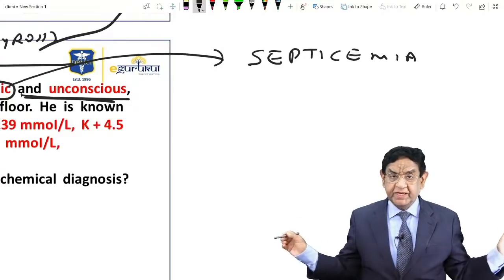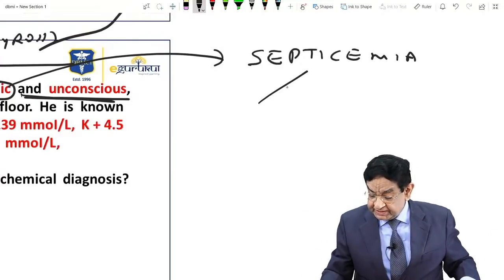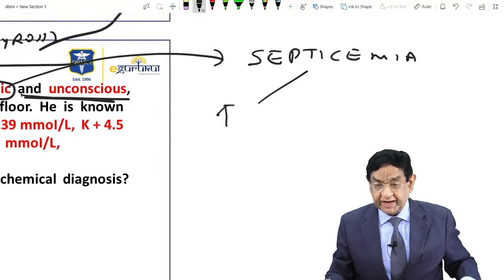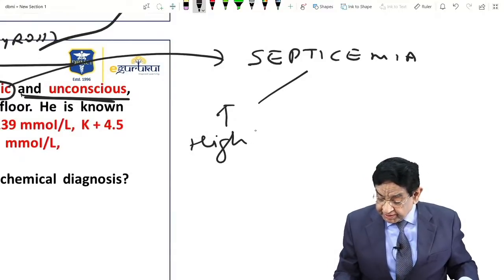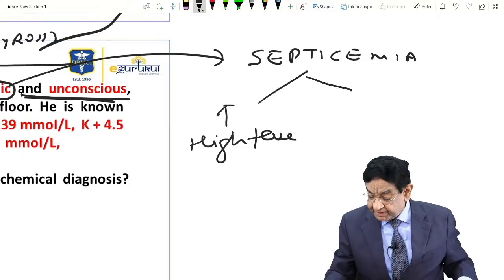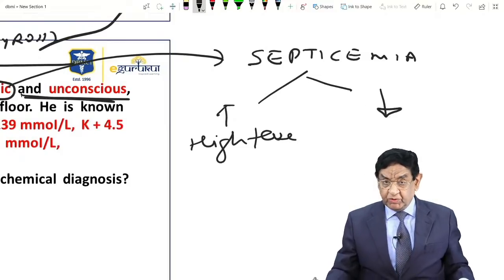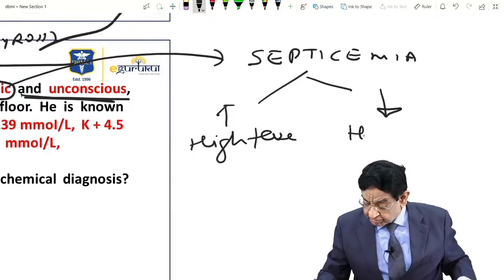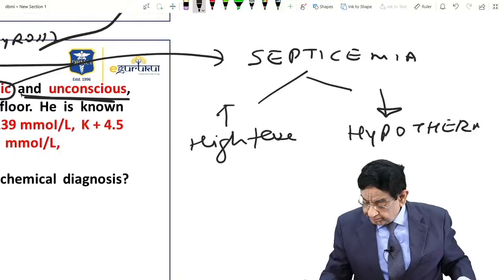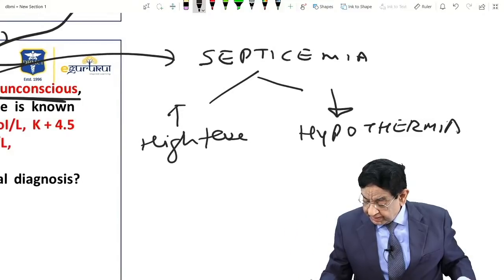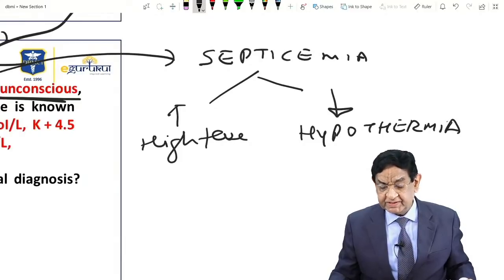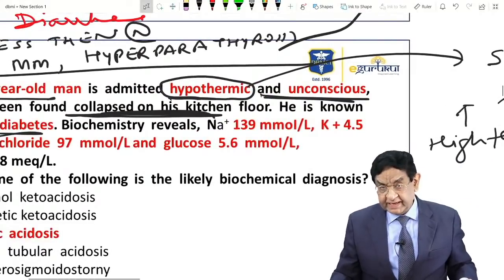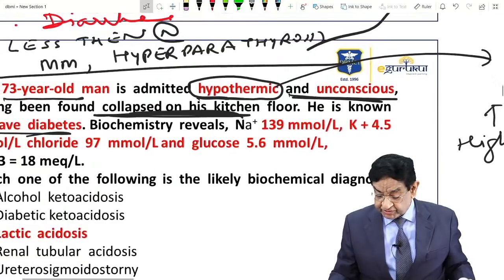Septicemia, severe infection is there. The temperature can be very, very high; the patient can have very high fever. But sometimes in septicemia, temperature may be very low. Patient may be hypothermic also. And we also know very well in diabetic patients, septic infections are very common, and that can lead to altered sensorium. That's why he fell.